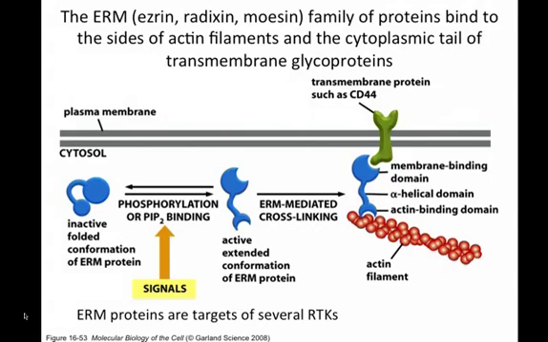And they're regulated. So you can be in an inactive conformation and something can happen, such as phosphorylation, and you could become activated. And so you'll have a conformational change and be activated. And then your active ERM protein is going to bind to your glycoprotein, so to your membrane protein, and also bind to your actin. So that's how actin filaments can be recruited to the plasma membrane in certain locations. So this is one level of regulation of recruitment of actin to certain places.